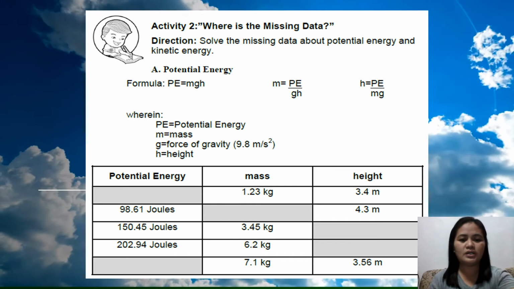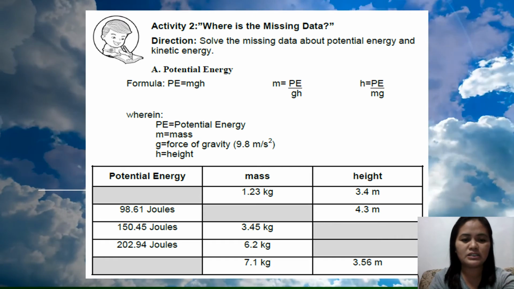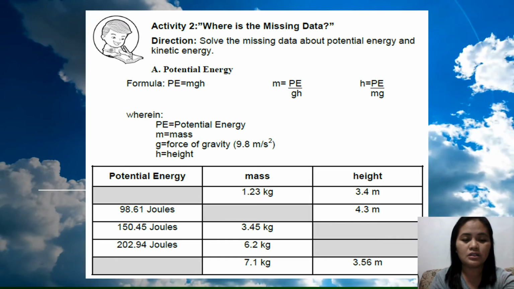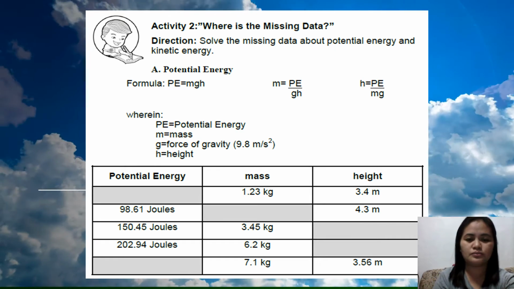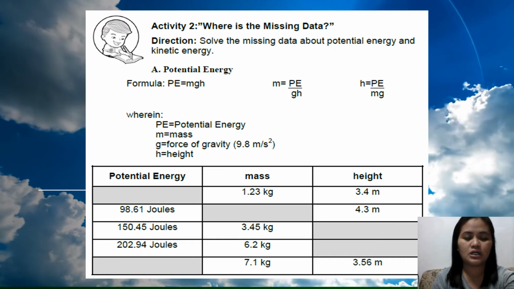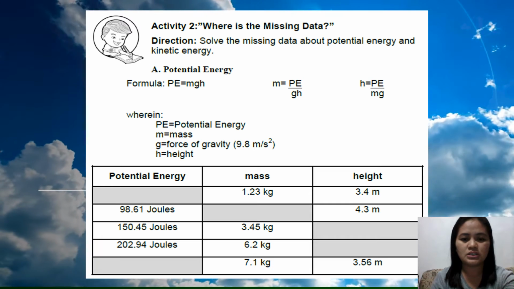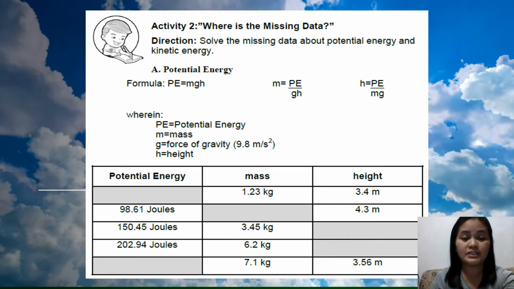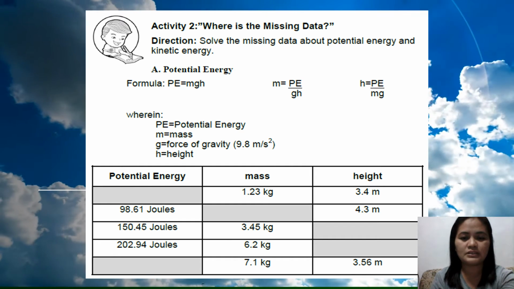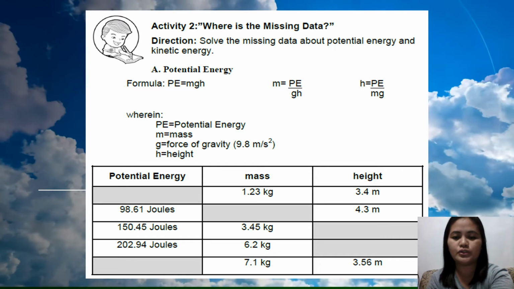Sa second row, guys, mga grade 8, meron ka ng 98.61 joules. Andito, joules, unit ng ano yan. Andun kanina sa activity number 1, pero singular. 98.61 joules is equal or divided by G. Ano yung G? 9.8 times H. Ano yung height mo sa second row? 4.3 meters.